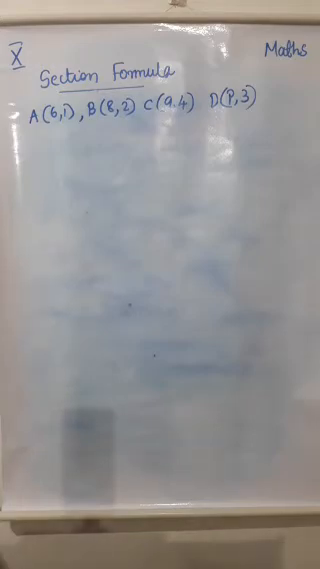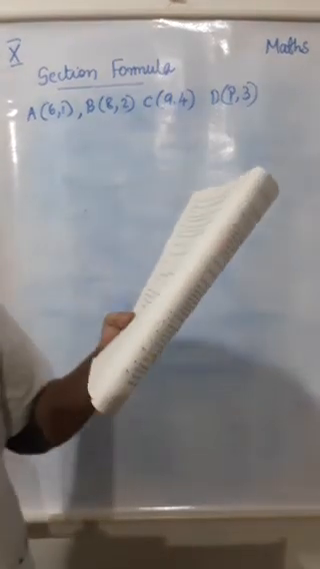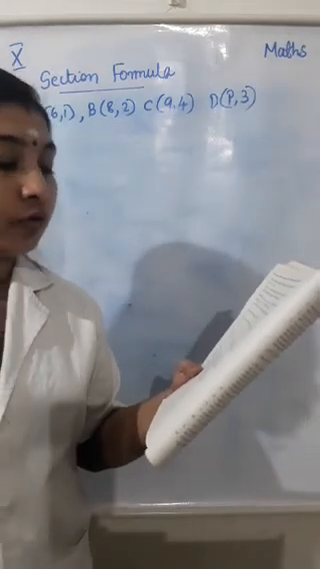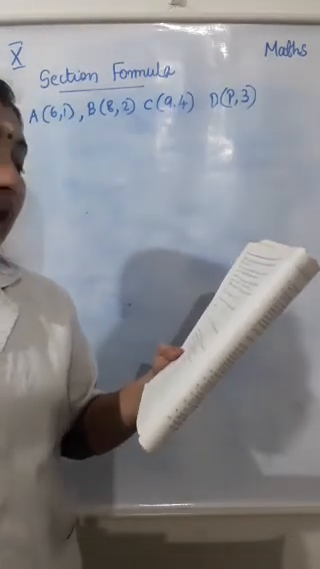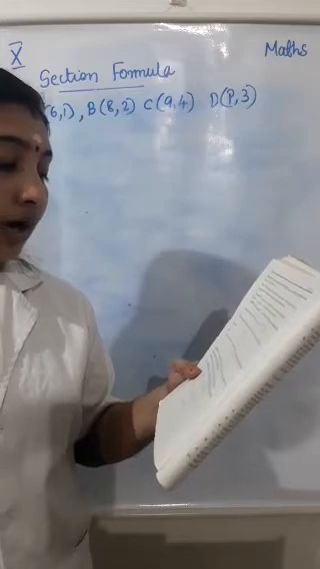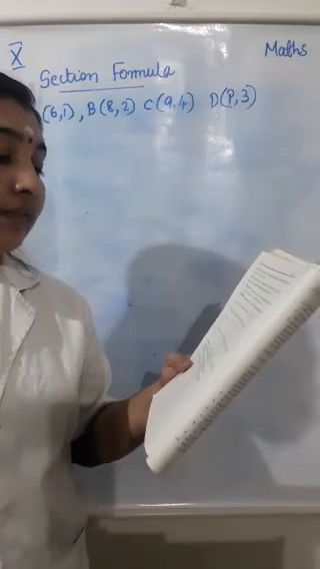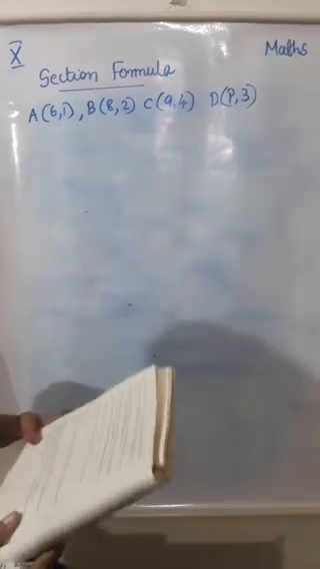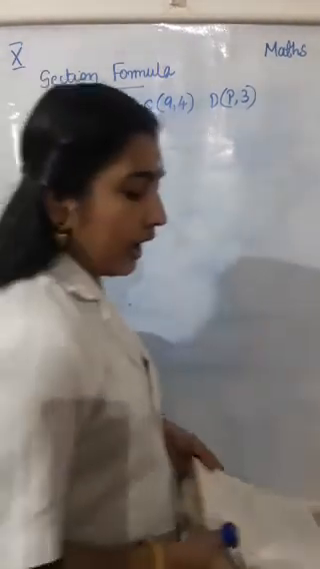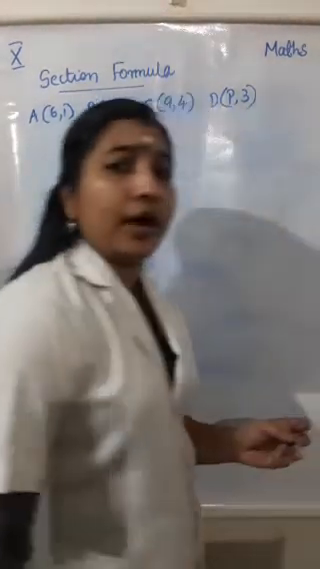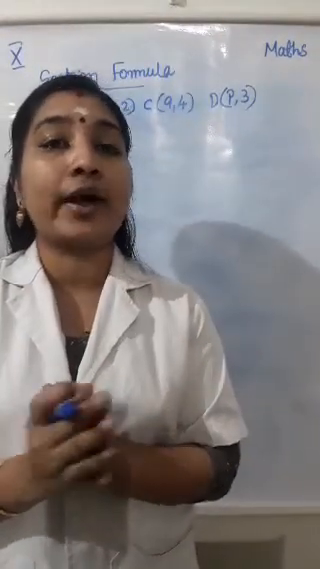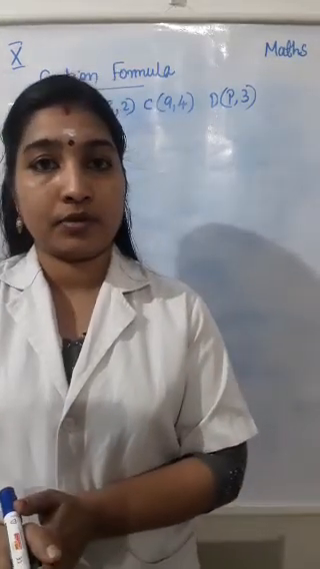Next question. Listen. If the points A (6,1), B (8,2), C (9,4) and D (P,3) are the vertices of a parallelogram taken in order, find the value of P. We need to take them in this same order. How can we find the value of P? You know that the diagonals of a parallelogram bisect each other. We use this concept to find the value of P.